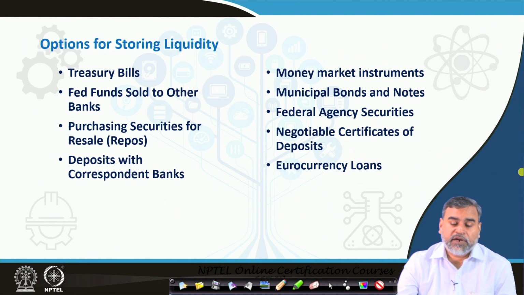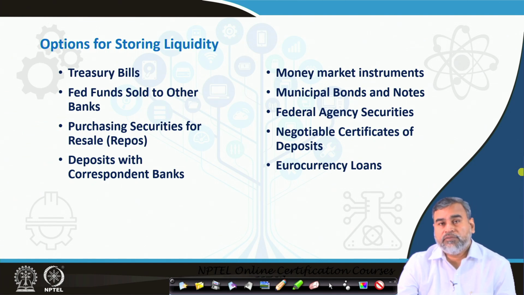If you expand it a little bit, in other countries like the US, they have municipal bonds and notes. We have federal agency securities, meaning securities that are relatively long term in nature, though long term here is not up to 30 years or 20 years. Then certificates of deposit, and in today's context the importance of euro currency loans has also increased.